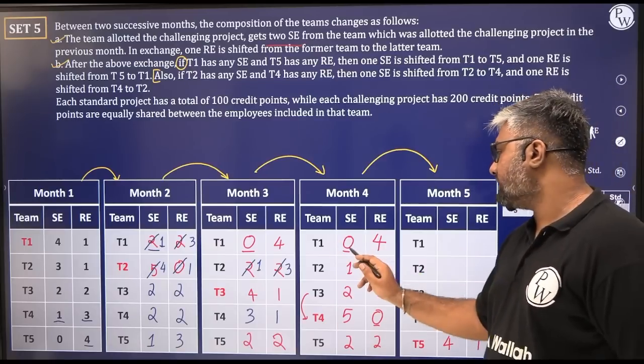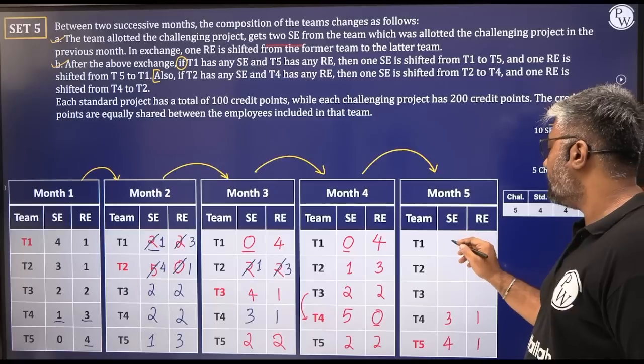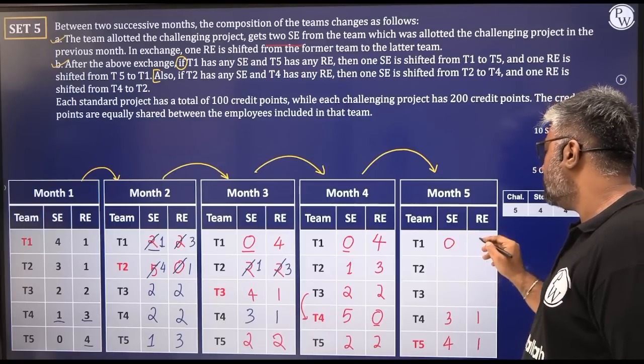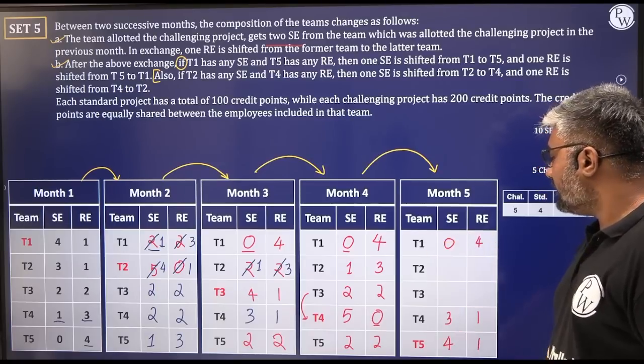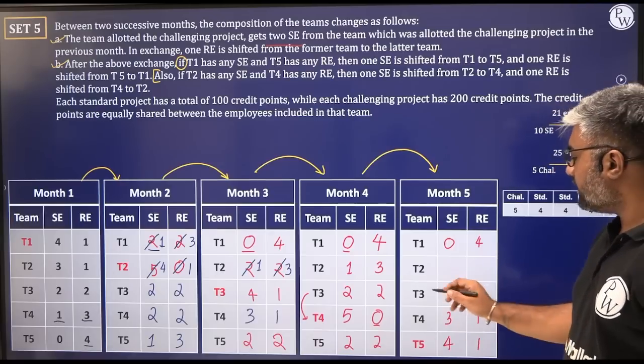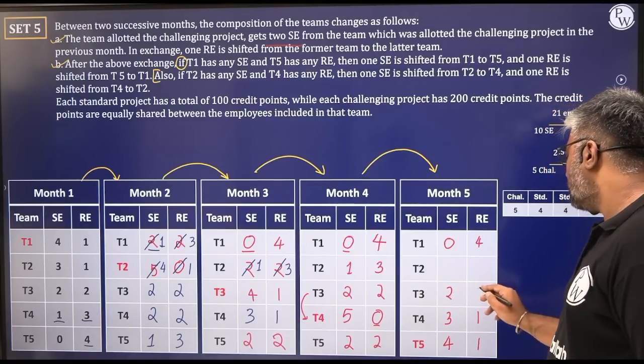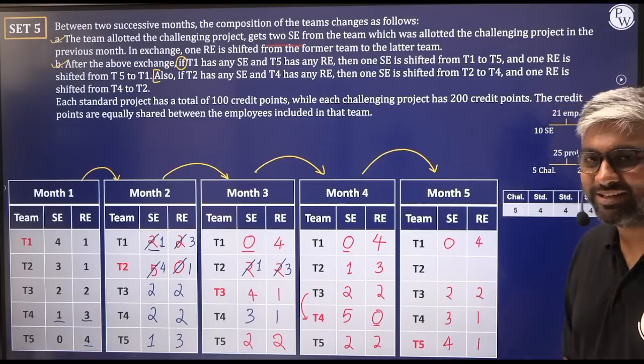Now with T1 and T5, do we have to do the exchange? Not anymore, because once this is 0, we know nothing else is going to come into T1 now. So this has to be 0 and 4. No exchange between T1 and T5. However, and T3 is a cutie pie. No changes in T3 also.